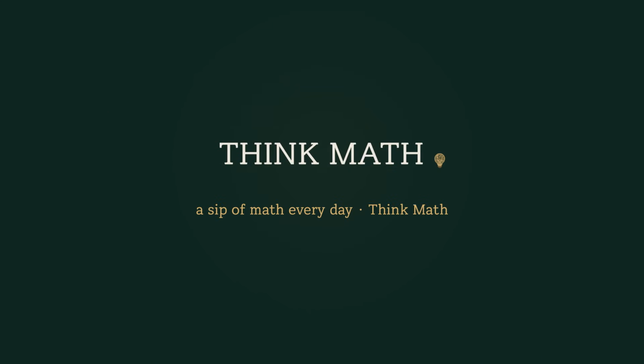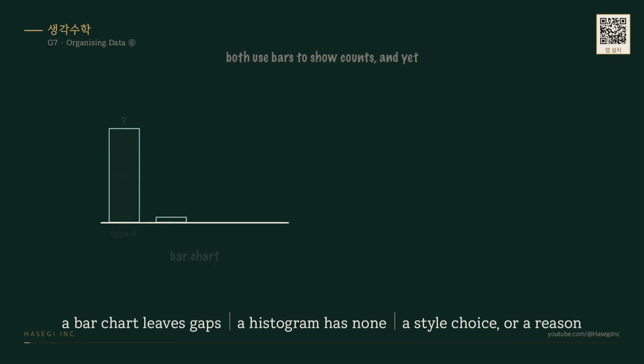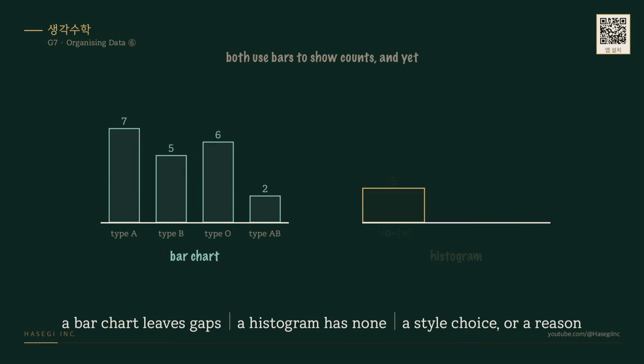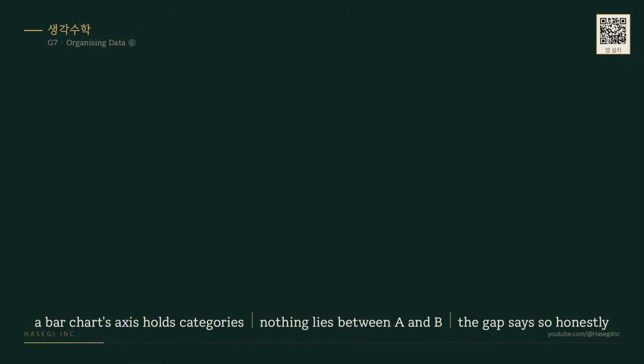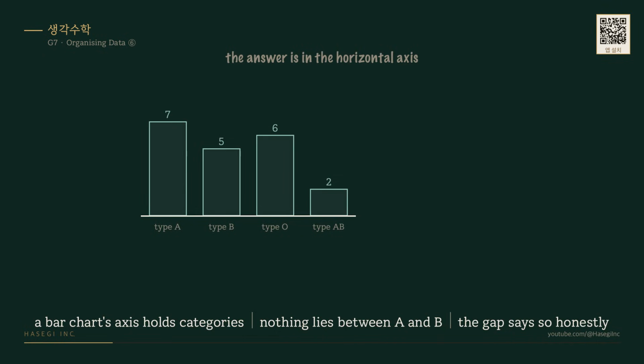Think math. Put a bar chart and a histogram side by side. Both use columns to show a count, and yet the bar chart leaves gaps between its columns while the histogram has none. Is that just how they are drawn? Or is there a reason the bars have to touch?